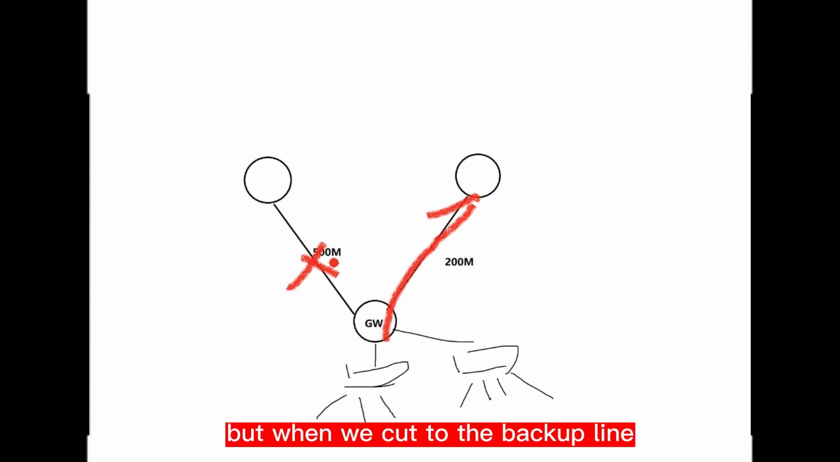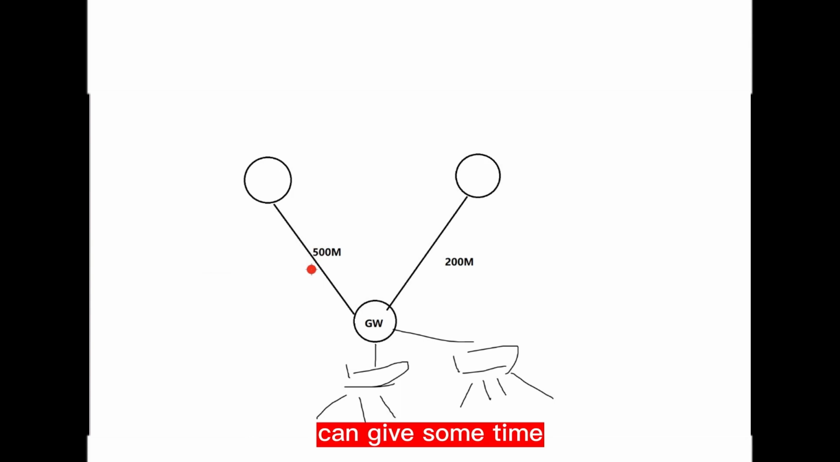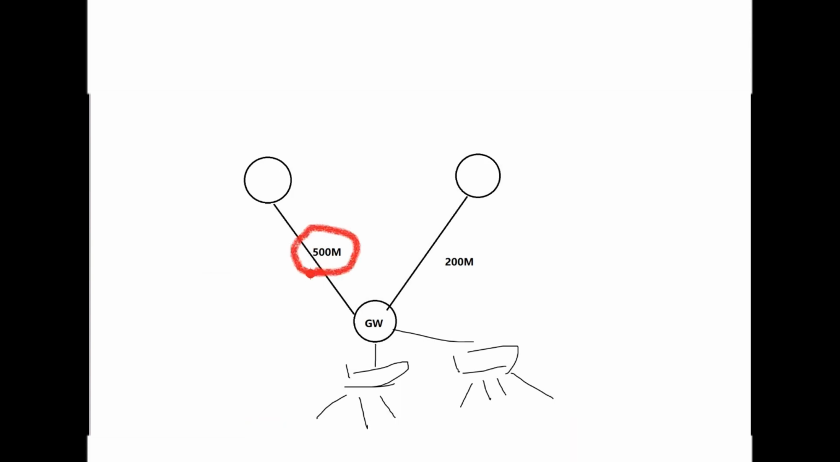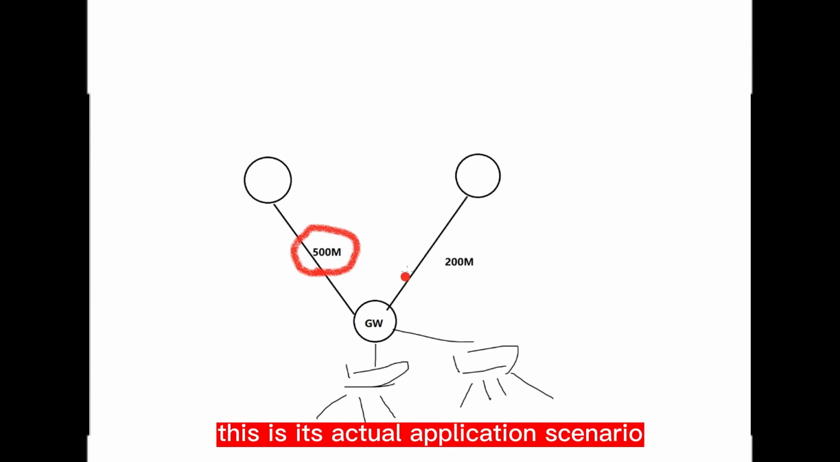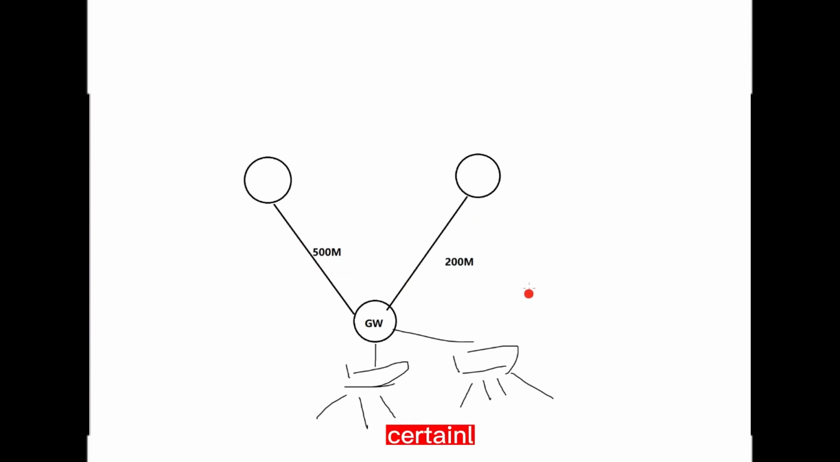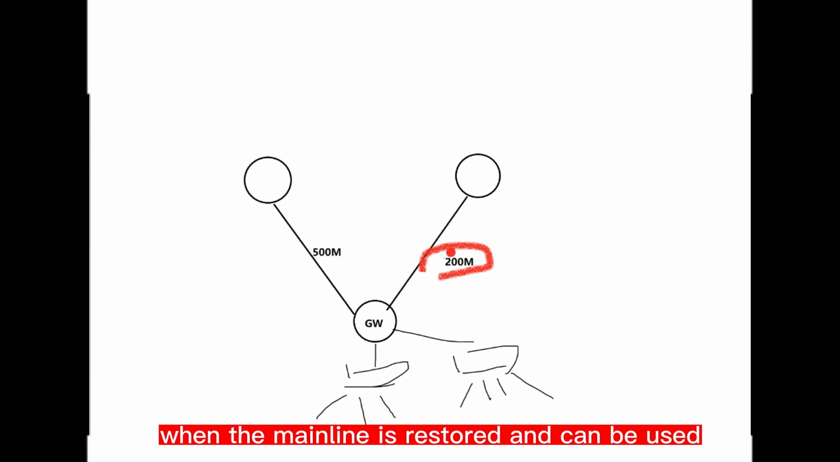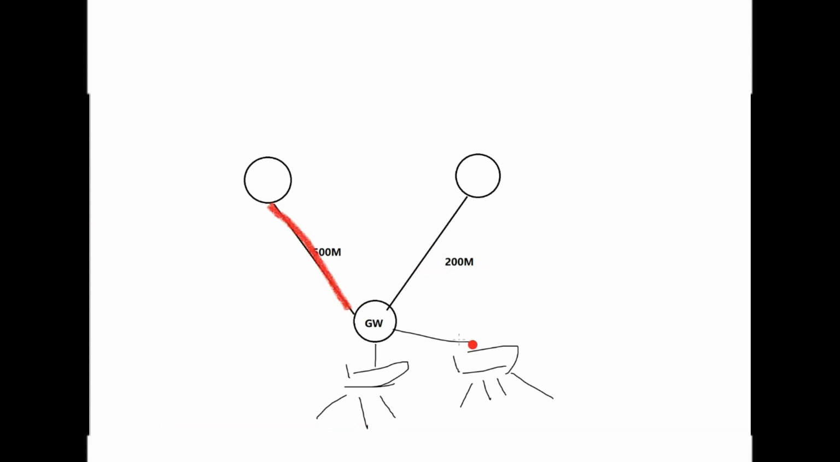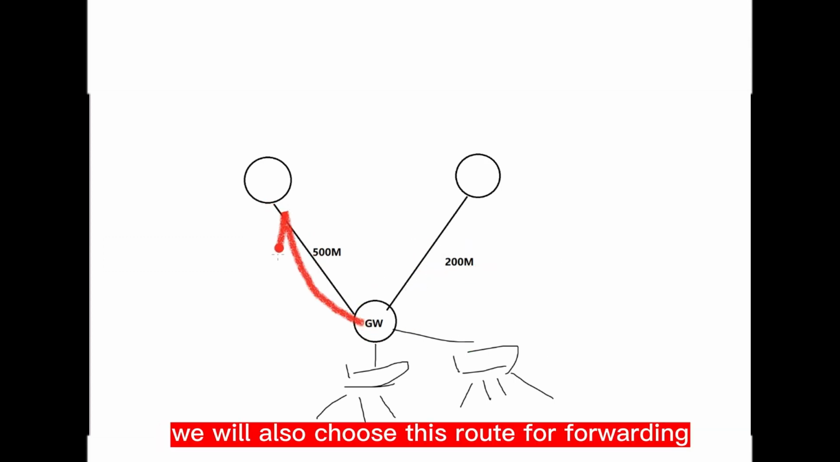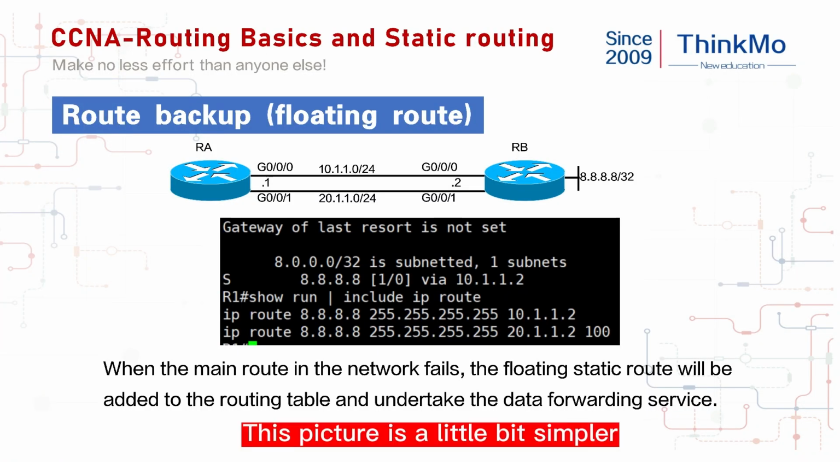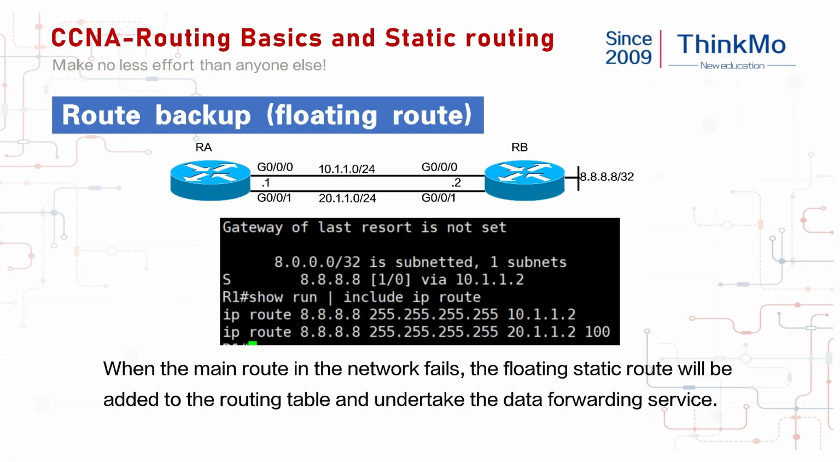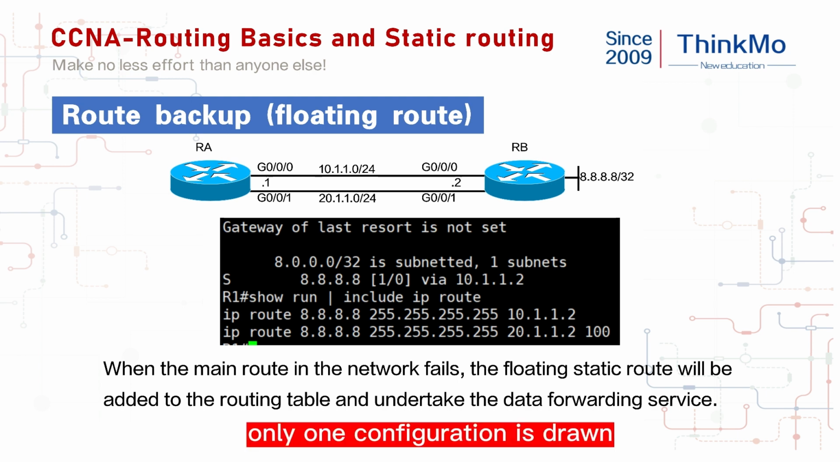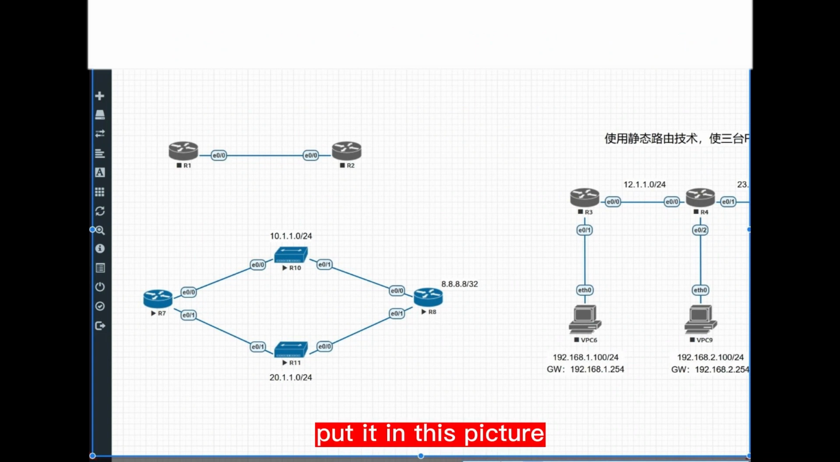But when we cut to the backup line, it can give us some time for repair and salvage of the main line. This is its actual application scenario. Certainly, when the main line is restored and can be used, we will also choose this route for forwarding. This picture is a little bit simpler. No scene is drawn, only one configuration is drawn. But the meaning is the same. Put it in this picture.